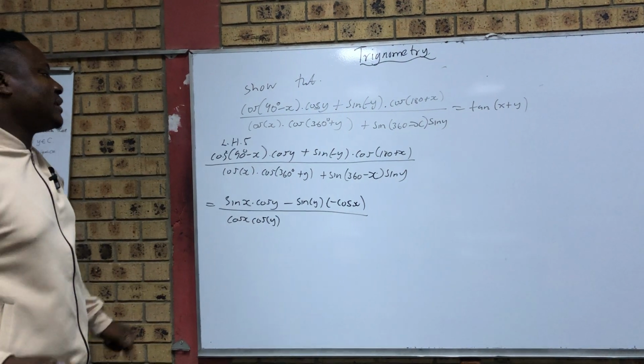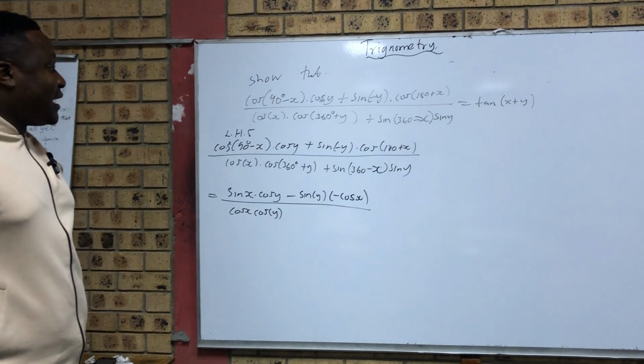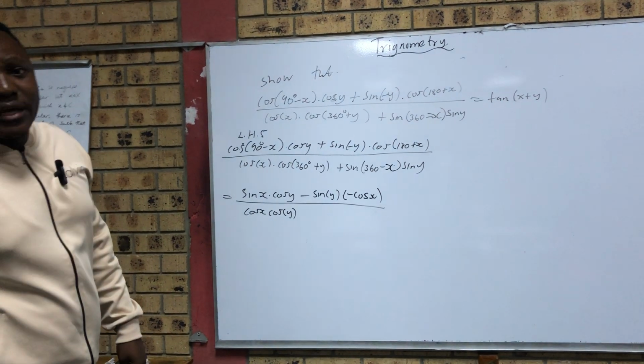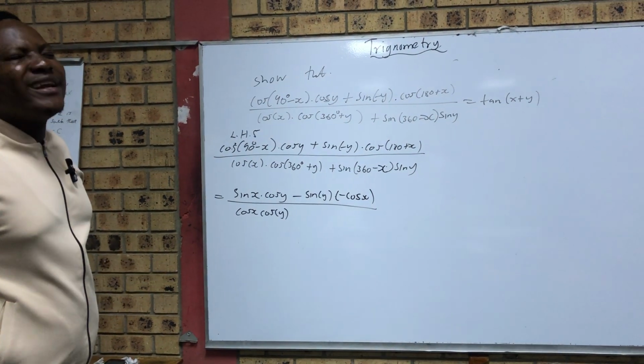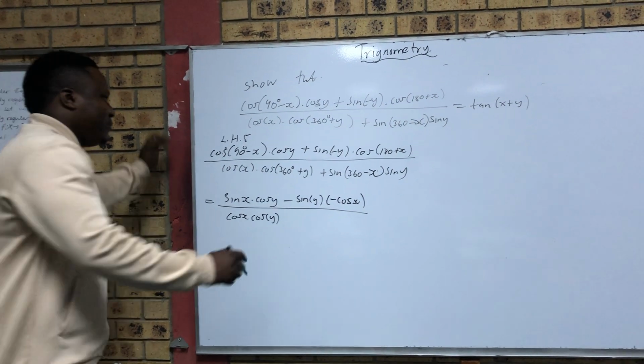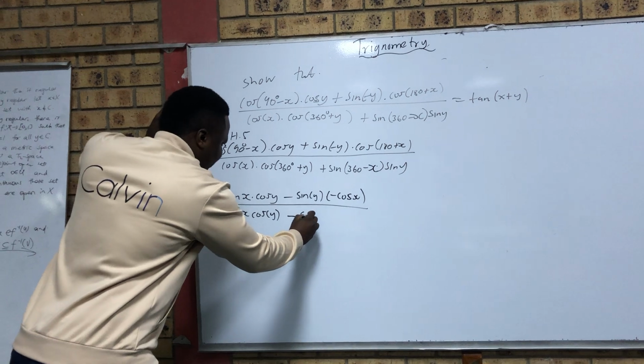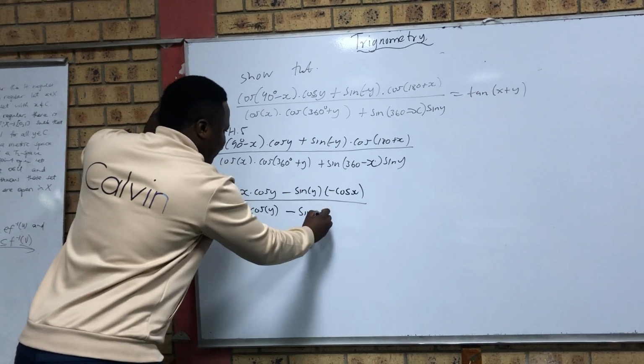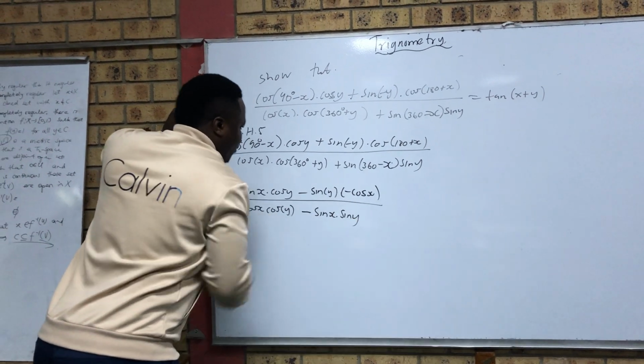Sine 360 degrees minus x. Sine 360 minus x is found in the fourth quadrant, and only cos is positive. Which means this sign is going to be negative. Negative x, then this is just sine y. We are fine with that.